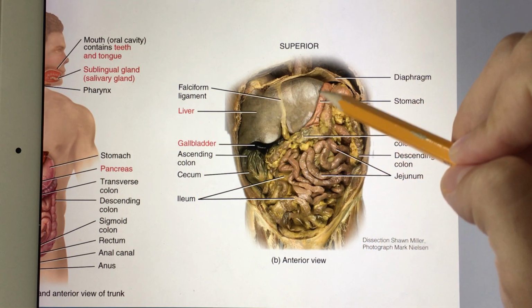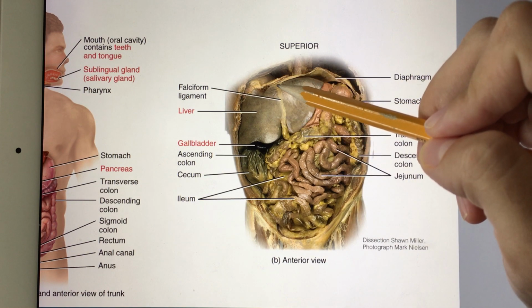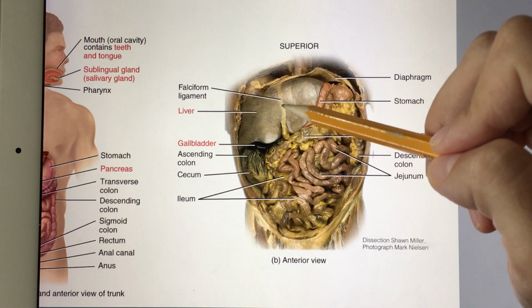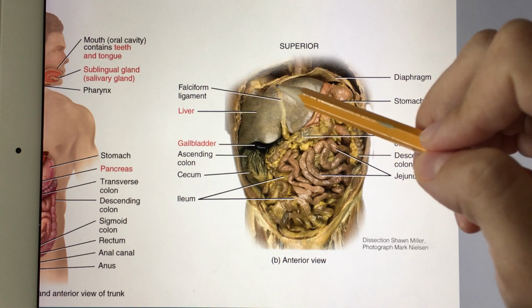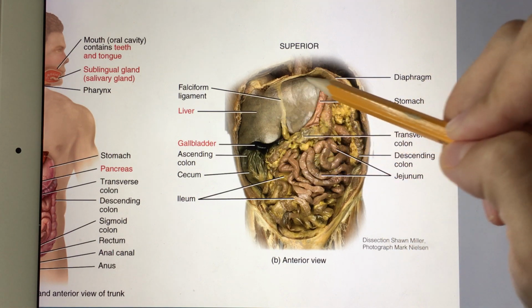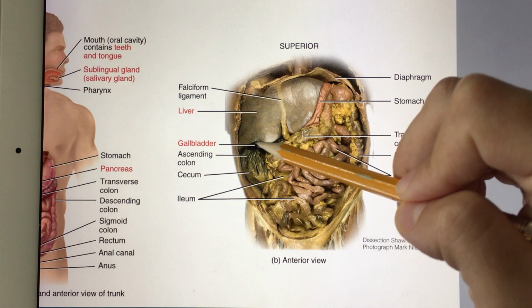The liver is very large. And the liver actually has 4 sections, and the 2 largest sections, the right and the left lobes of the liver, are connected together by the falciform ligament. So this is going to be the right lobe of liver, and this is going to be the left lobe of liver. At the underside of the liver, you will see the gallbladder.